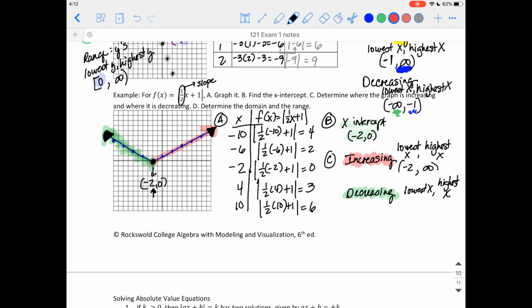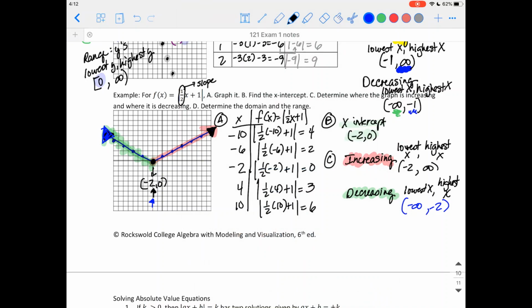So the lowest x is going to be negative infinity, again because this arrow goes forever to the left, always with a parentheses. And my highest x is going to be still this -2, because that's the furthest right part of the green shaded part of the graph. So this is going to be -2, always with the parentheses.